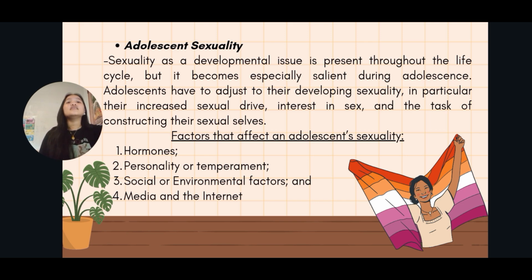Next is personality or temperament. Each teen's personality affects how they handle their developing sexuality. For example, if you are shy, you might keep your feelings private. If you are a curious and outgoing teen, you would more likely want to explore relationships earlier than others. It is because of the type of person you are, your personality.